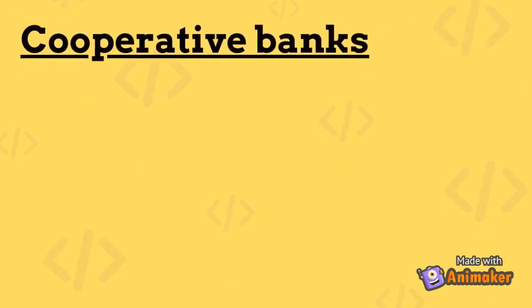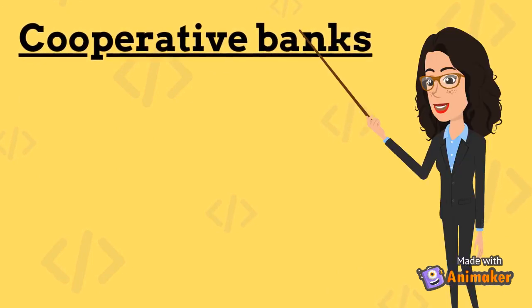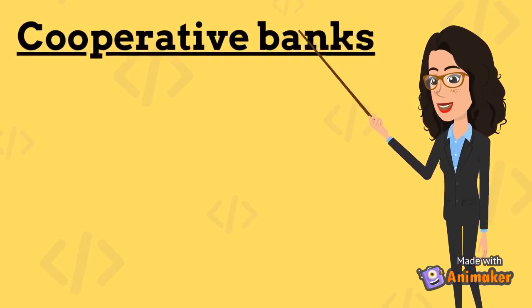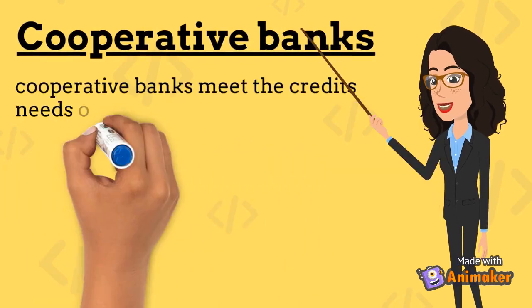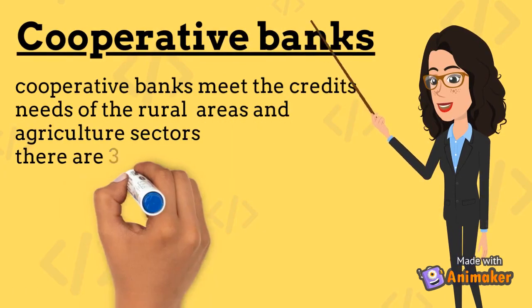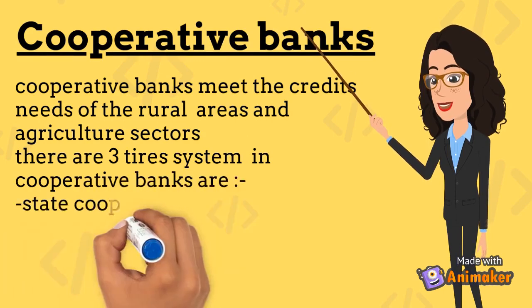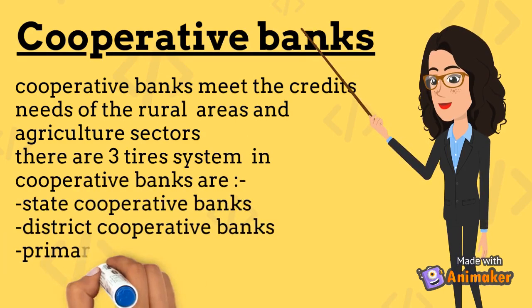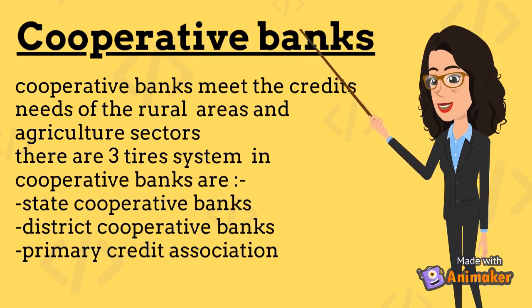Now next is the cooperative banks. The cooperative banks are another important segment of the Indian financial system, because the cooperative banks meet the credit needs of the rural areas and the agriculture sector, and the agriculture sector is the largest sector in India. There is a three-tier system operating in cooperative banks. First is the state cooperative bank. So, what is a state cooperative bank?